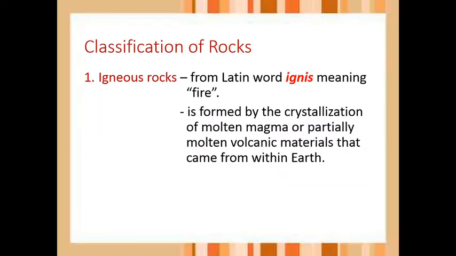Now we have the classification of rocks as I mentioned in the previous slide. We have igneous, from the Latin word ignis meaning fire. And igneous rock, of course, I know that you are familiar that igneous rocks are formed by the crystallization of molten magma or partially molten volcanic materials that came from within Earth.